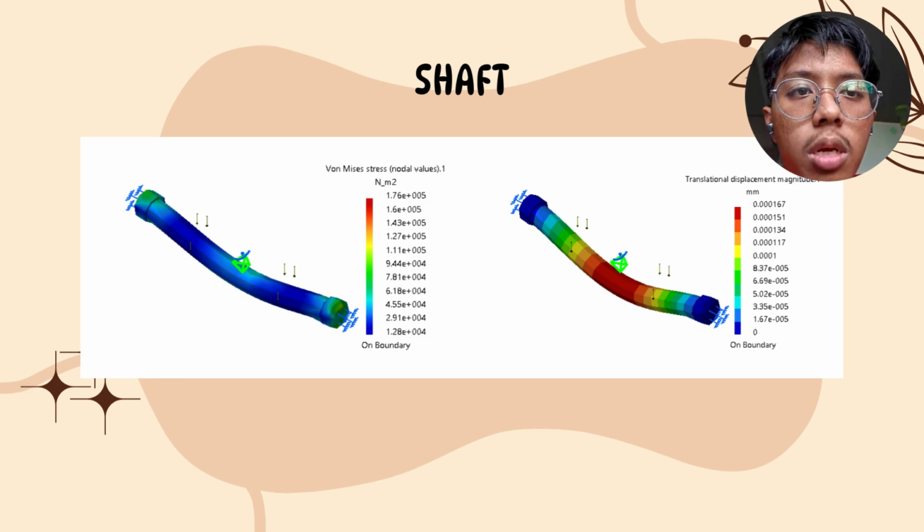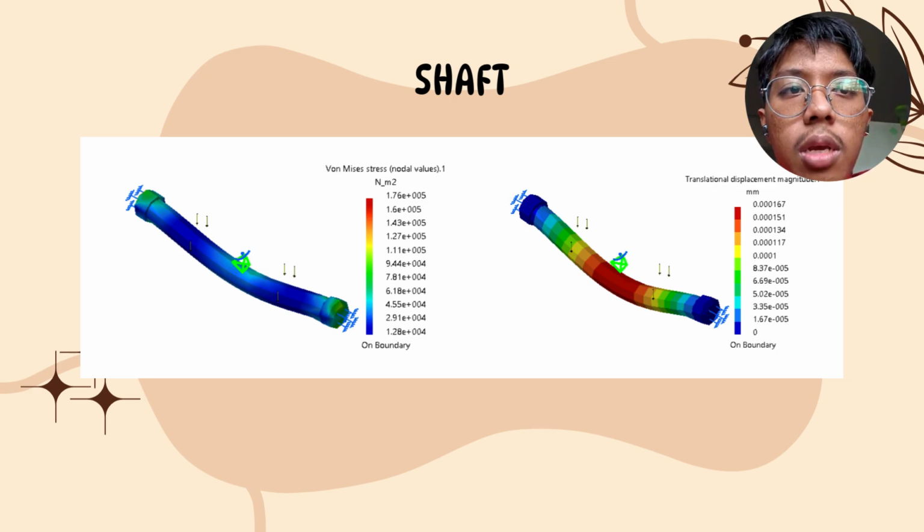For this simulation, the boundary conditions include fixed support at both ends of the shaft, where it would typically be mounted within the bearings or housings. A distributed load is applied downward along the central length of the shaft to simulate the weight or torque-induced forces it must support during operation. The stress analysis identifies how the shaft handles structural bending.